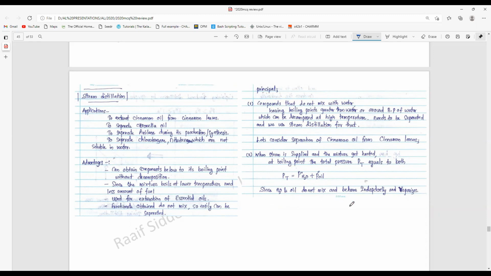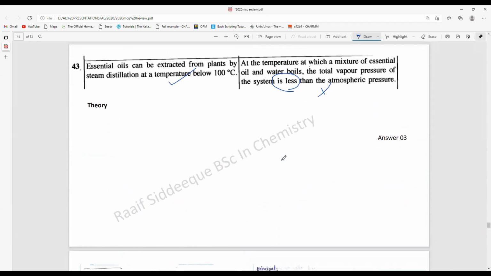Since water and oil do not mix, they behave independently and vaporize at their own vapor pressures, so the total pressure at the boiling point is the sum of the vapor pressures of water and oil. Therefore, the boiling temperature will be even lower than the boiling point of the component which has the lowest. For example, if water is 100 and the oil is 120, the boiling of the mixture will be lower than 100. That's the idea, right? I hope you understand this. So that is what it indicates here. It will boil below 100, and the total vapor pressure is not less, it will be higher.